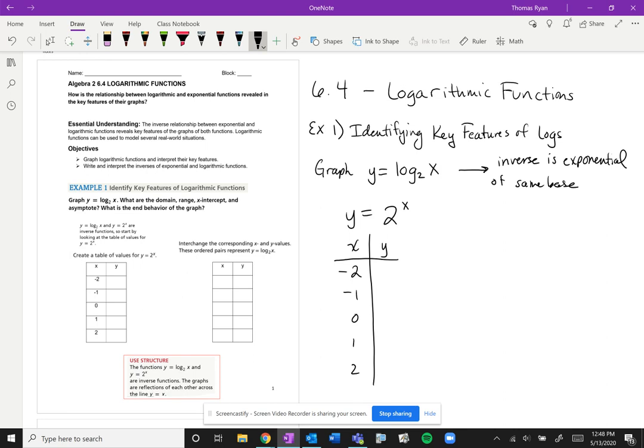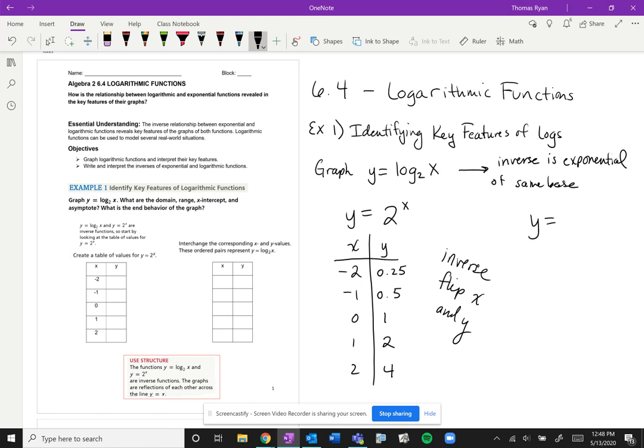So plug in -2: 2 to the -2, flip it, becomes 1 over 2 squared, so 1 over 4, so 0.25. Plug in -1, becomes 1 over 2, which is 1/2. Plug in 0, anything to the 0 is 1. Plug in 1, 2 to the first power is 2. Plug in 2, 2 squared is 4. So now we know that the inverse means we flip our x and y.